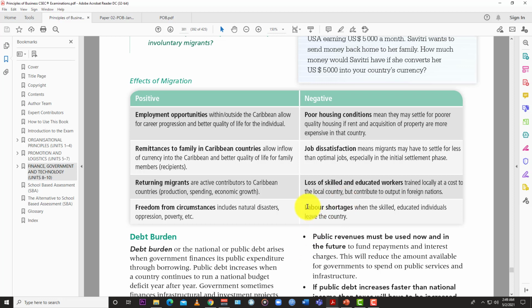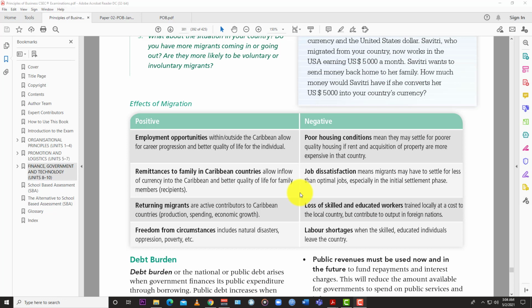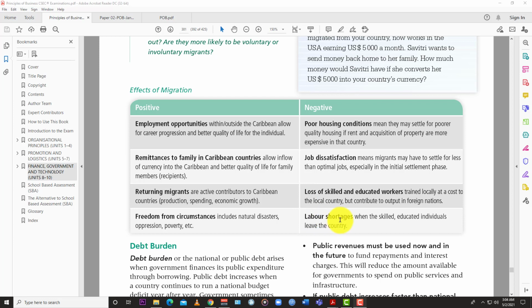Then you have labor shortages, when the skilled and educated individuals leave the country. So not only are you going to cause the country to not develop properly because of the lack of skilled and educated workers, but there's going to be a labor shortage. So you're going to affect your employment numbers. Another negative effect of migration would be the labor shortages when the skilled, educated individuals leave the country.